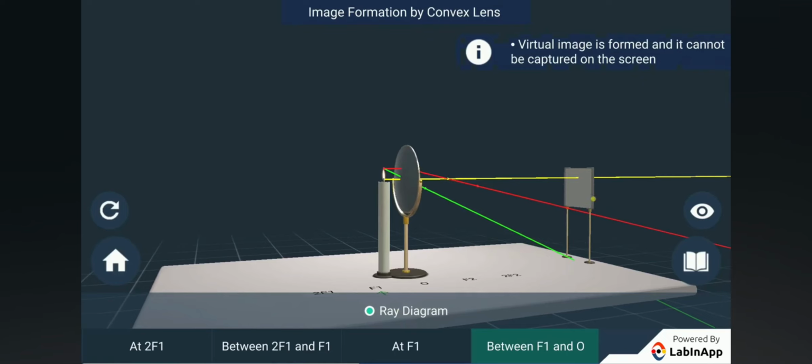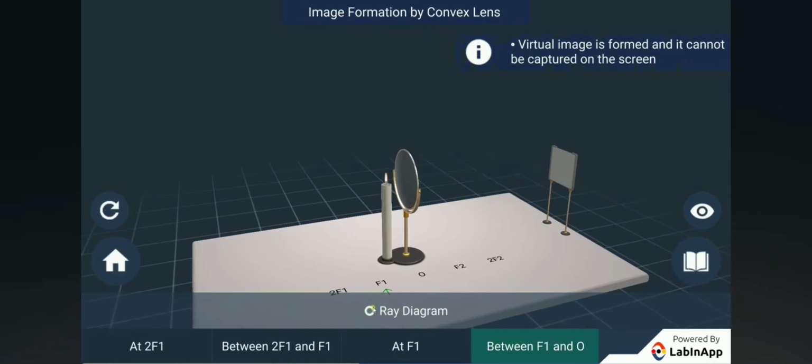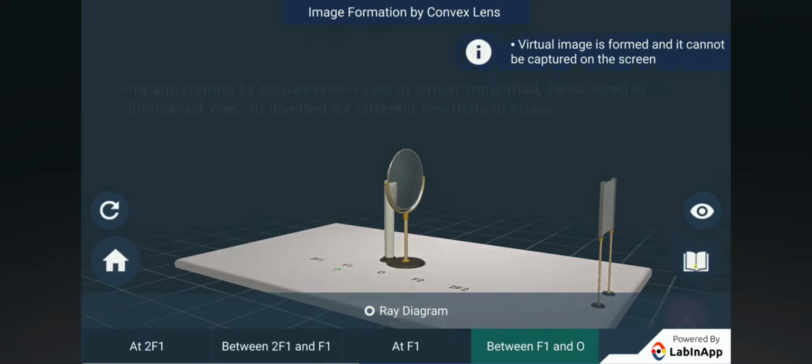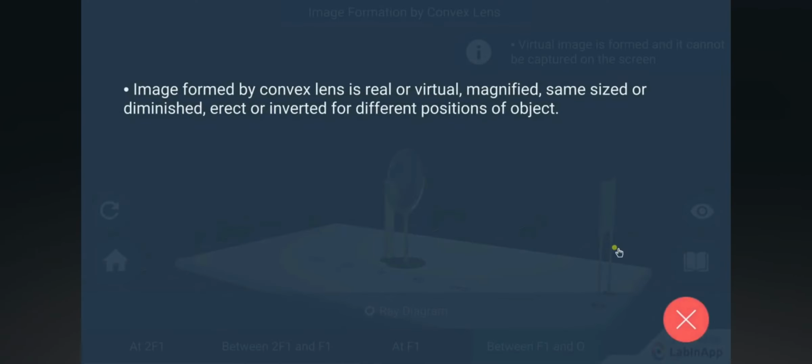Hence, we find that image formed by the convex lens is real or virtual, magnified, same-sized or diminished, erect or inverted for different positions of the object.